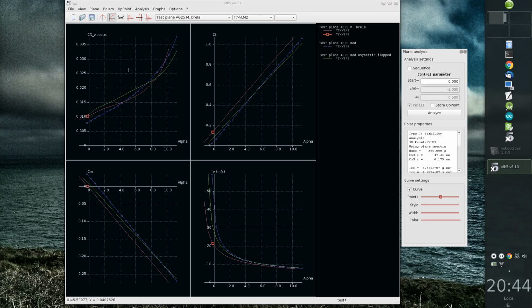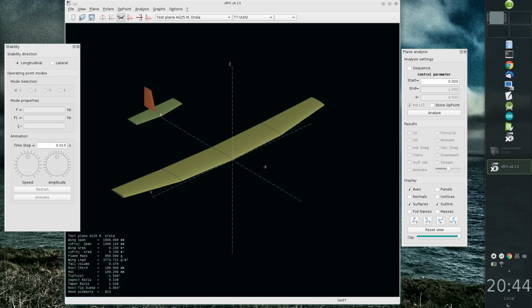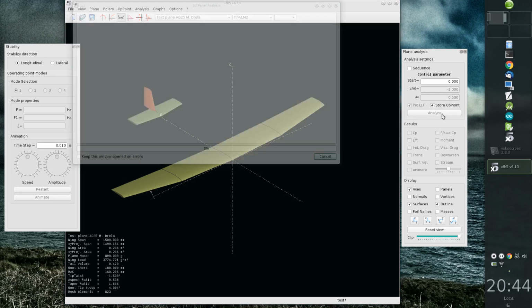So what extra information do we have? Well, we have the flight modes, and the best way to see those is either using the root locus diagram or the 3D view. Oh, so we didn't generate the operating point, that's my mistake. I should have stored the operating point, which I do now.